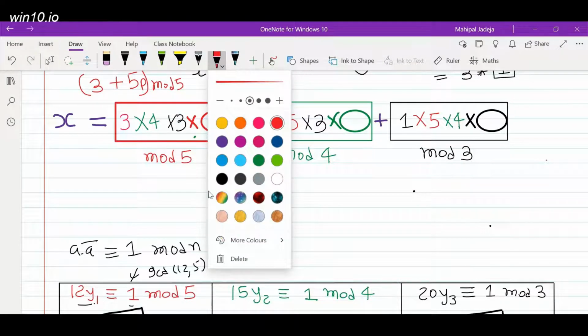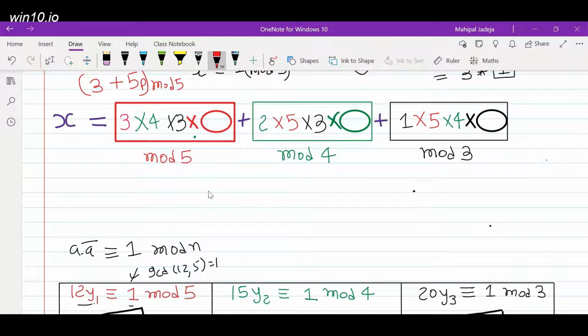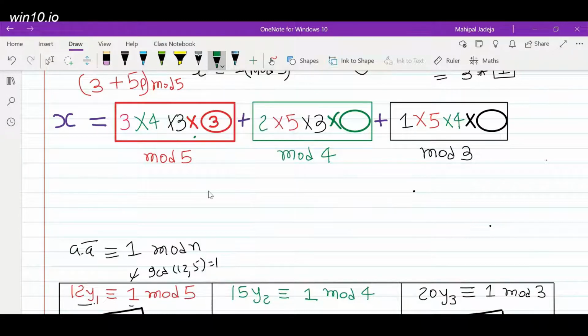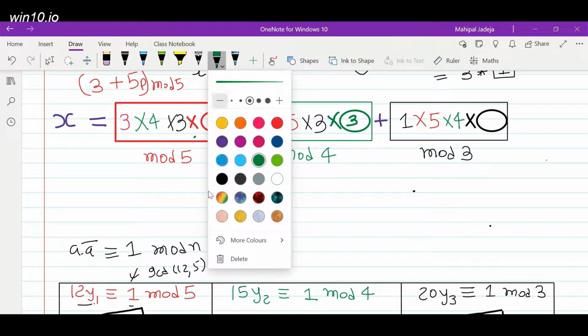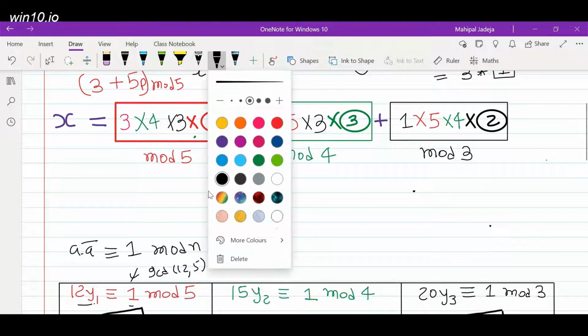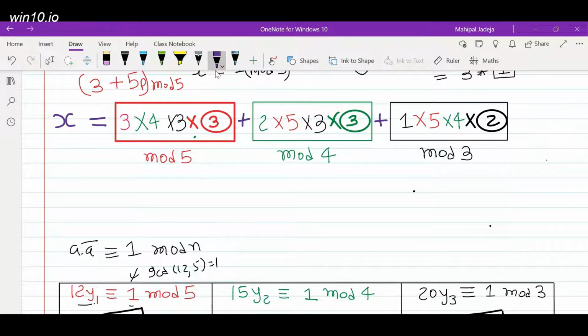Okay, so the value of y1 is nothing but 3, the value of y2 is again 3, and the value of y3 is nothing but 2. So you can also use the extended Euclid algorithm to find out these values. I have just directly started with integer values of y1, y2, y3 and got the answer.